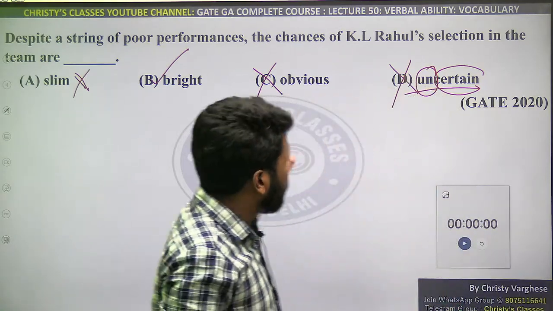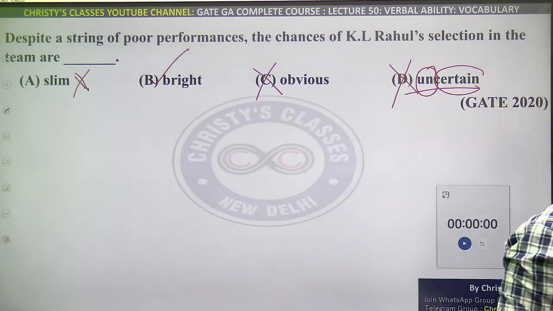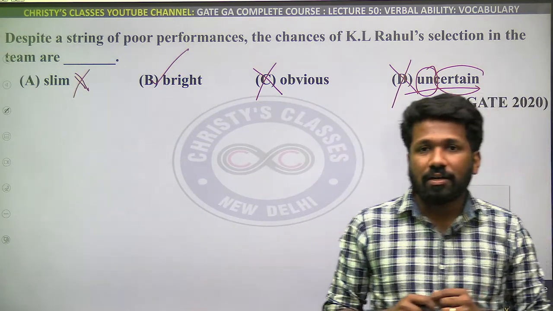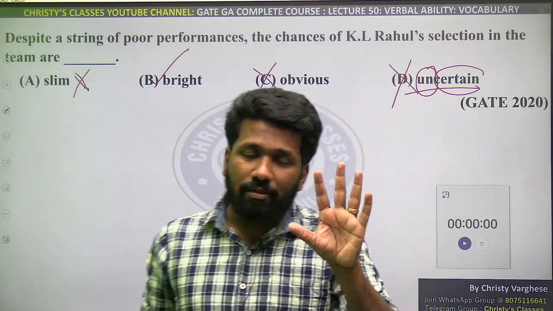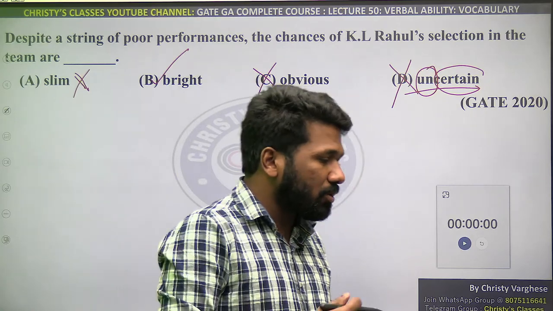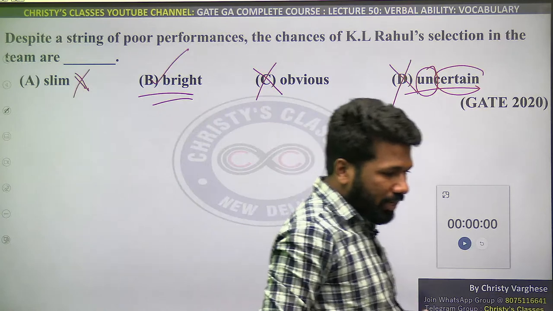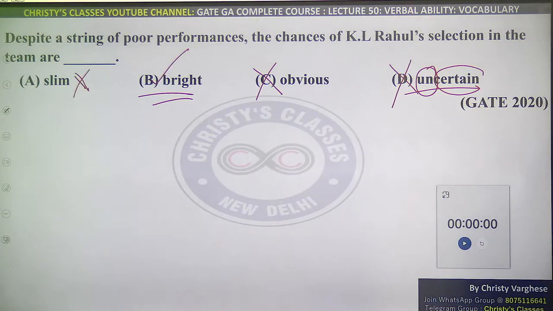So with the context, we need to understand the meaning. That way that question was easy, na? That is what I am trying to say. Context clear ho raha hai to, definitely some questions can be easily done. In this question, that was the best thing to do. So bright is the correct answer. Sabko clear hai na? Please respond.